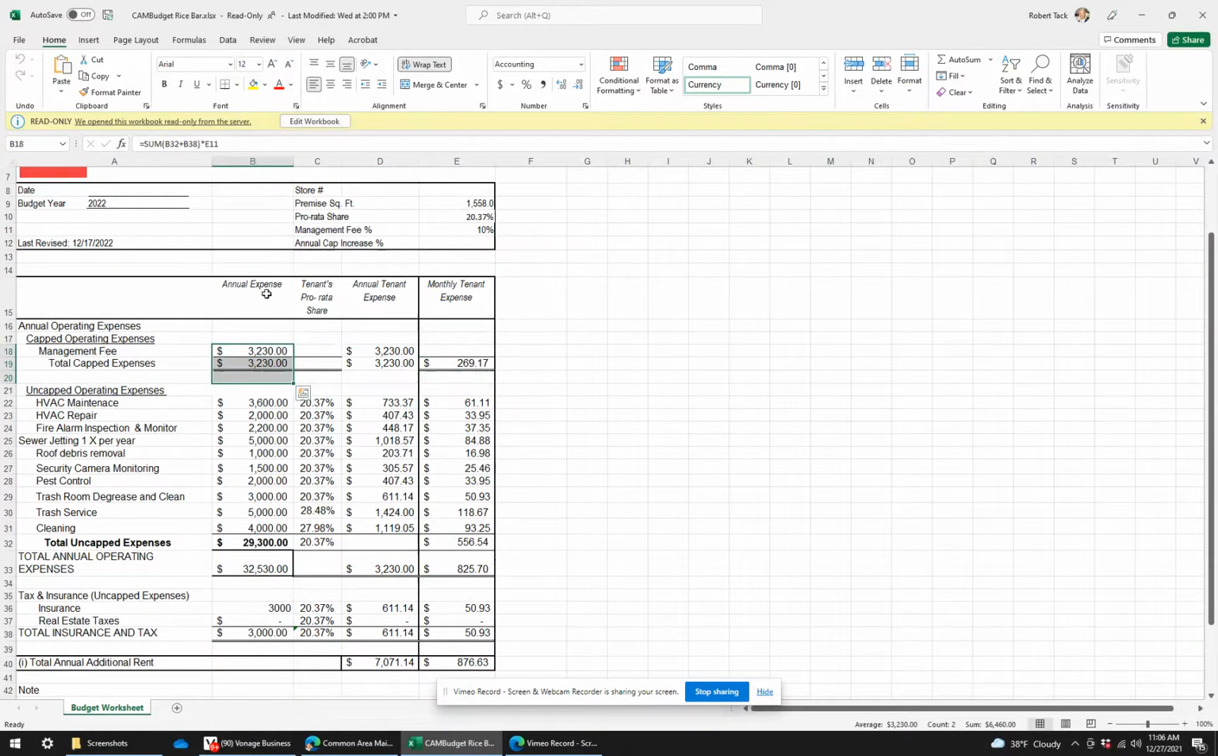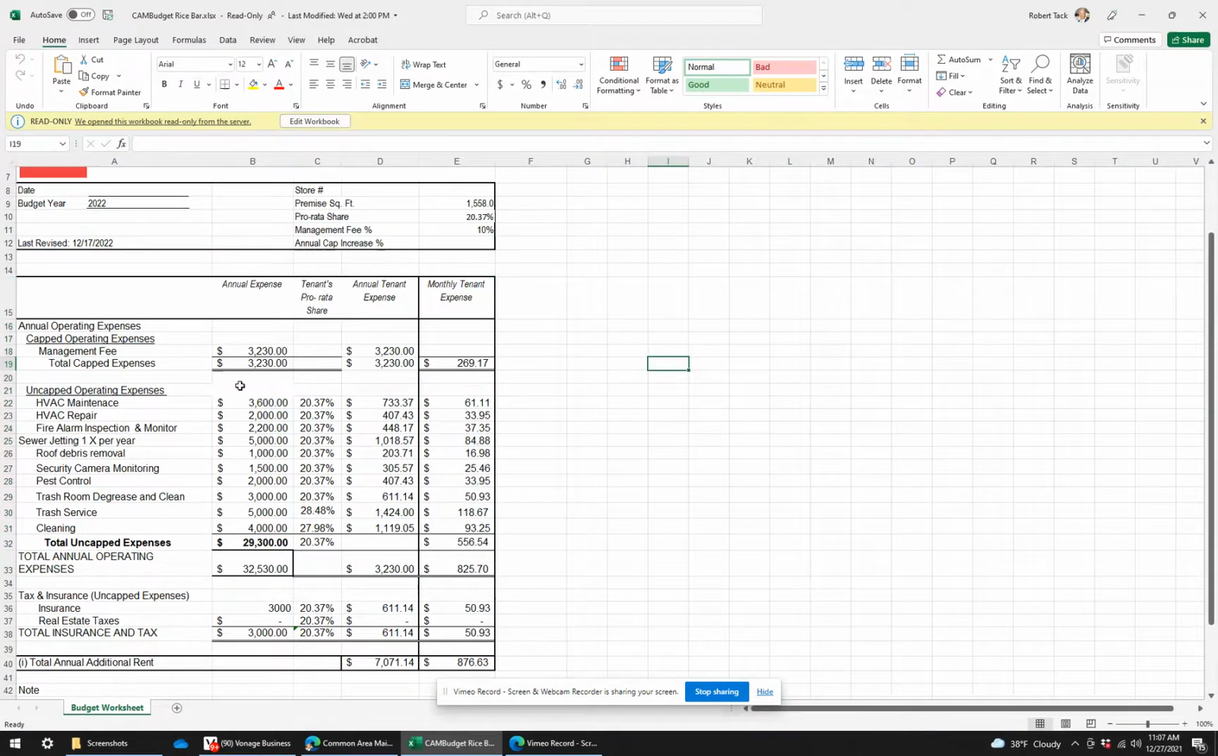So, we've created an annual expense budget for the property. We've then put in here the pro rata share of that tenant, and here in this particular column is the annual tenant expense. And then we divide this by 12. And this is the monthly expense that will show up on the invoice that we send out to the tenants on top of the base rent that they pay.